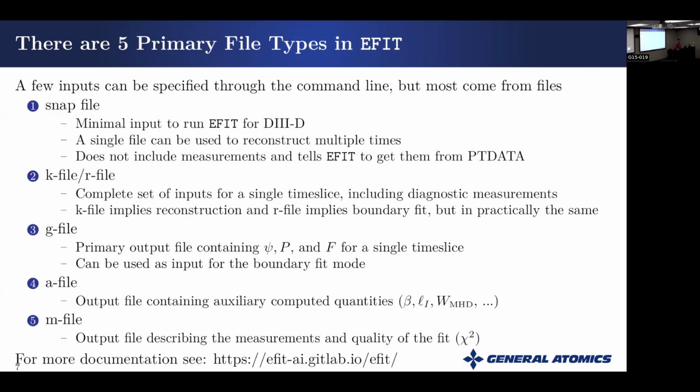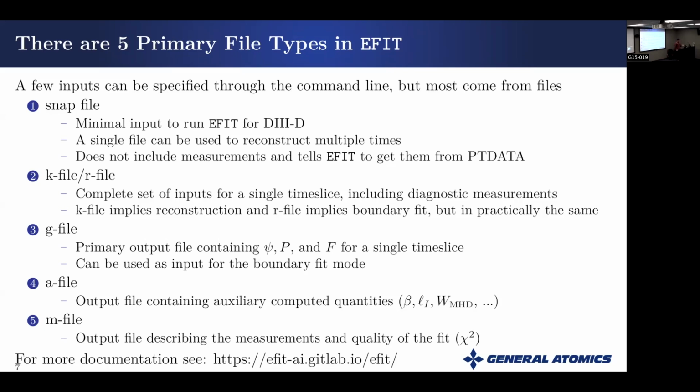And then the output files, there's the G file. That includes sort of the primary description of the plasma. That's your psi, P, and F. Q profile is also in there. There's a few other things we can look at when we get back to OMFIT. And it's generally an output of EFIT, but it can be used as an output to specify the boundary if you wanted to fit that.